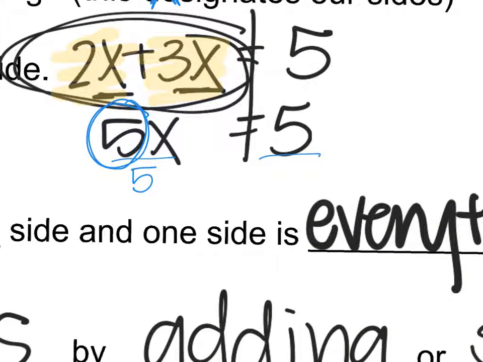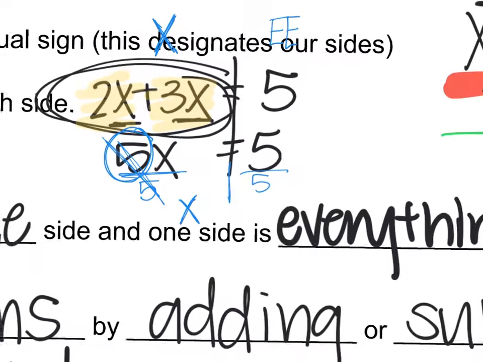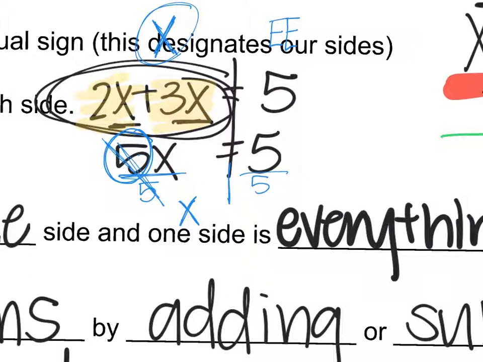But wait, remember the golden rule. I've got to divide by 5 on this side. Whatever I do to one side, I've got to do to the other side. Well, if I have a 5 on top of my fraction and a 5 on bottom of my fraction, those go away. I'm left with x. I only have 1x left, and look, that's what I wanted. I wanted 1x, and that's what I have, equals 5 divided by 5. Well, how many times does 5 go into 5? 1 time. So x equals 1.